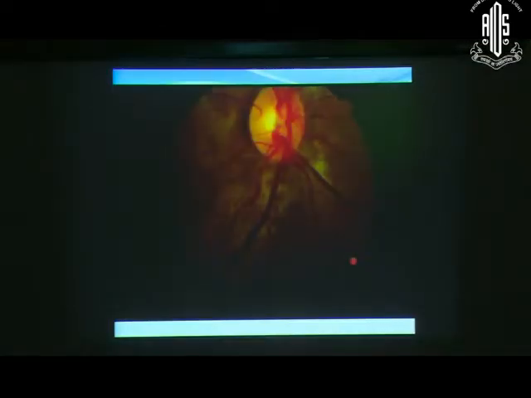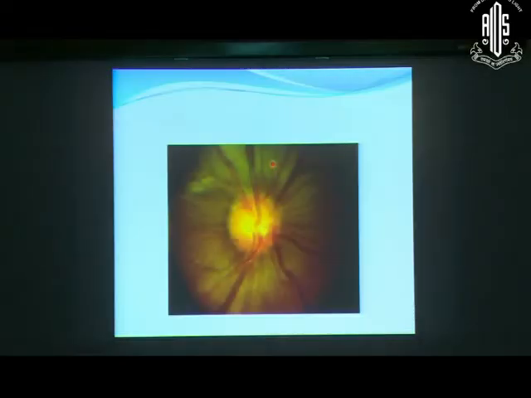That is how the healthy RNFL looks. It appears as thick white striations running along the retina and converging towards the optic nerve head. That is again in the healthy subject, that is how the RNFL fibers are converging over the optic nerve head.